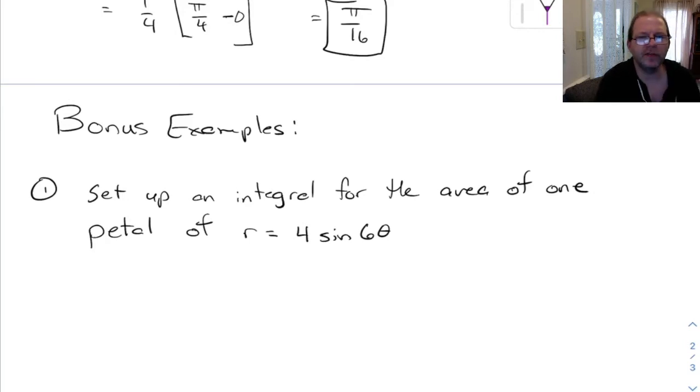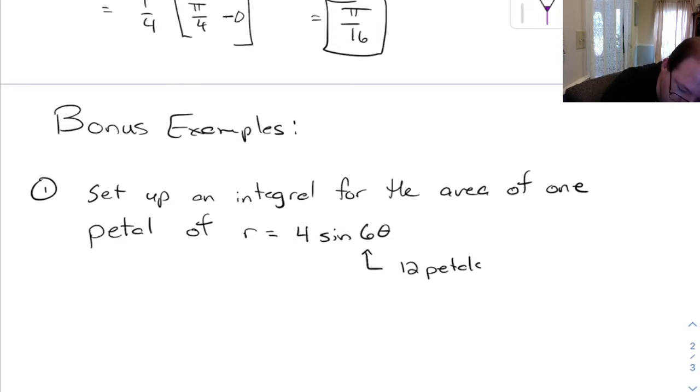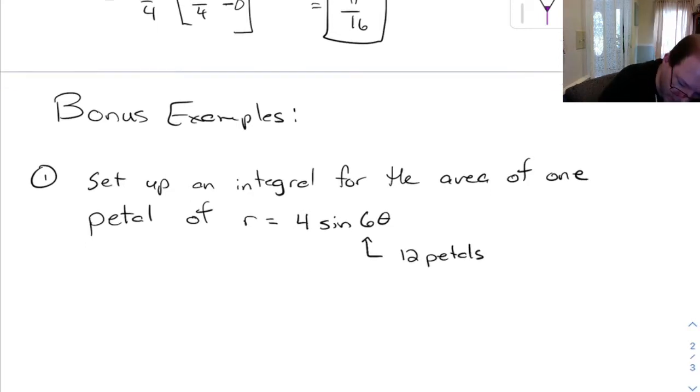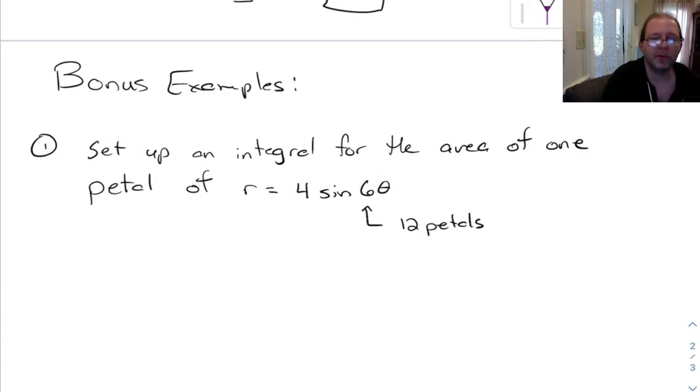Okay, Rose curves are kind of important, so let's do a couple of extra examples of them. On these, we're just going to set things up. So it says set up an integral for the area of one petal of r equals 4 sine 6 theta. Now the 6 theta here tells me that we're going to have 12 petals. So we'll use that when we come up with our endpoints.